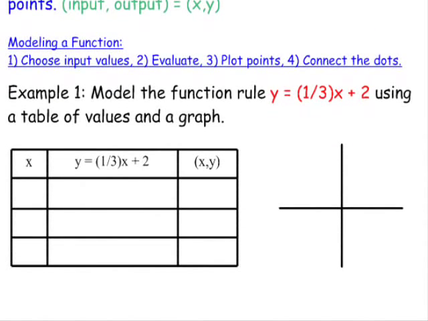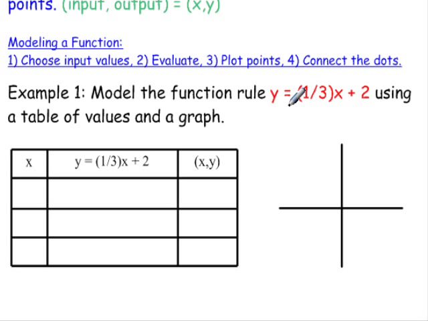Example 1 says model the function rule y equals 1/3 x plus 2 using a table of values and a graph. The function rule is pretty much just the equation. If you ever see function rule, it's essentially the equation we're using for the particular problem. I took the liberty of drawing a table and a graph to organize the notes, but for you, you will just use the lines of your paper and make a little table.